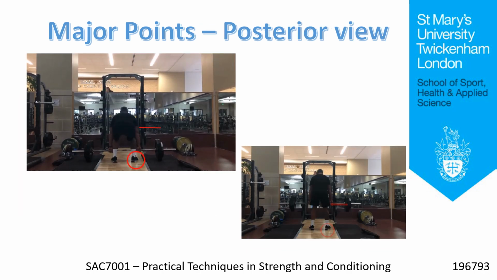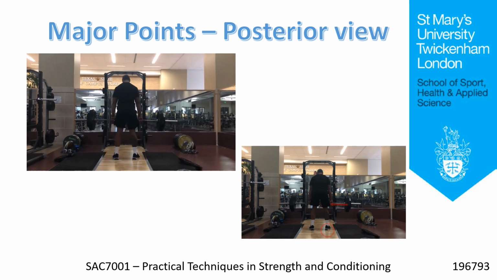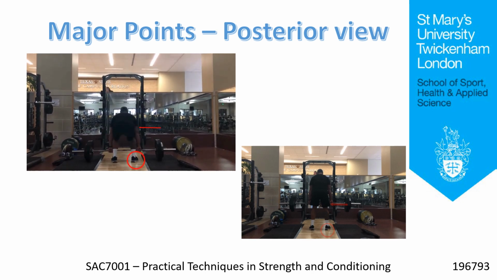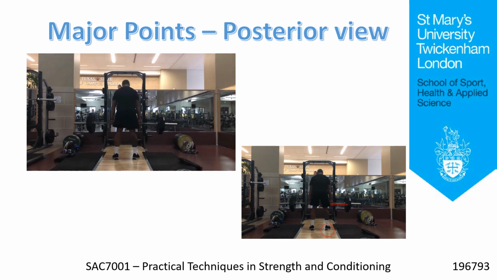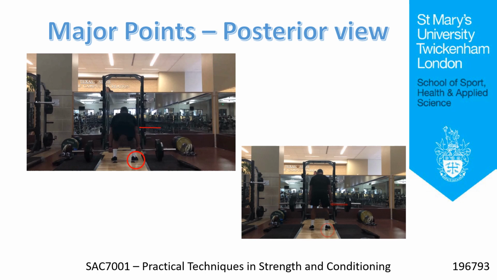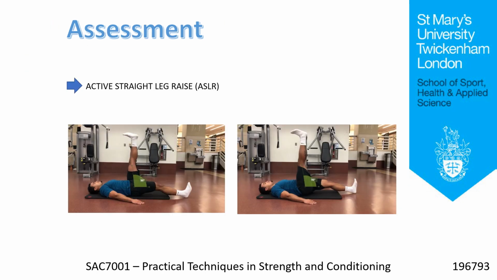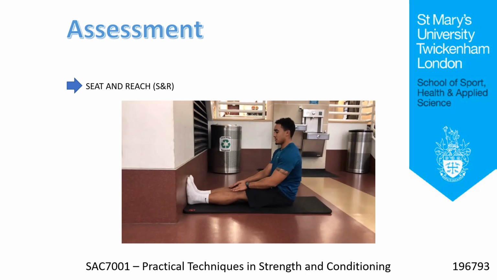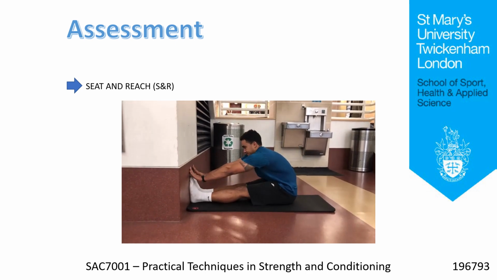From a posterior view, we can see this hip raise before the lift is executed and a right ankle rotation to the right side. To assess his physical qualities, we started by using the active straight leg raise, which revealed no issues, and the same was shown by the sit and reach test.